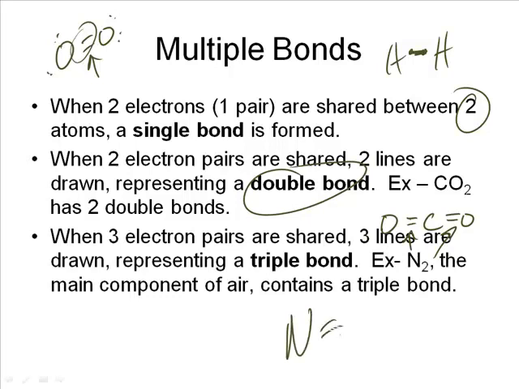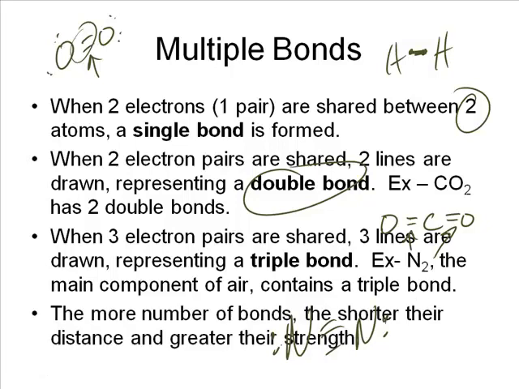And then a triple bond occurs. A nitrogen molecule consists of a nitrogen-nitrogen triple bond. Okay, then the more bonds, so the triple bond, the shorter their distance and the greater their strength. So a triple bond is shorter and stronger, whereas a single bond is weaker and also longer. There's more distance between the nuclei.